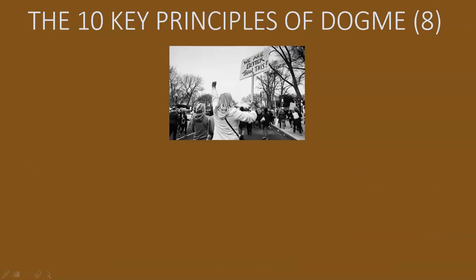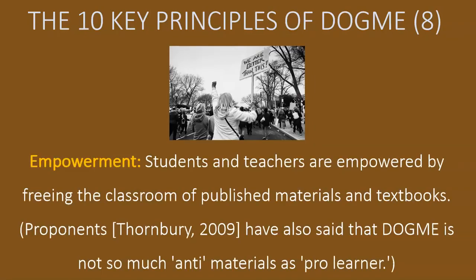Okay, so number 8, empowerment. Students and teachers are empowered by freeing the classroom of published materials and textbooks. Proponents, Thornbury himself, have also said that DOGME is not so much anti-materials as pro-learner. So we'll look at this point in a great deal more detail in a longer video.